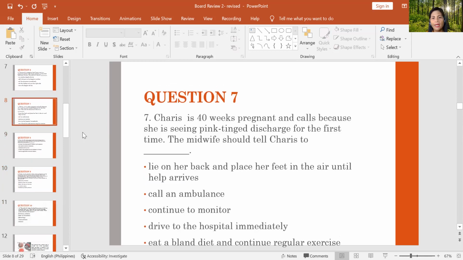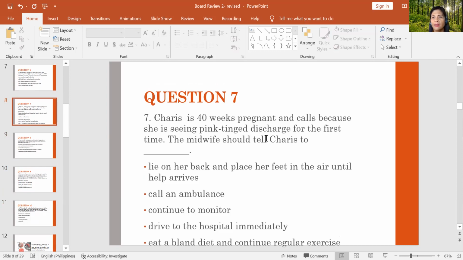Or eat a bland diet and continue regular exercise. So what is the answer? The answer for this is continue to monitor. Why? Because it's already 40 weeks. Maybe it's time for her now to deliver her baby.